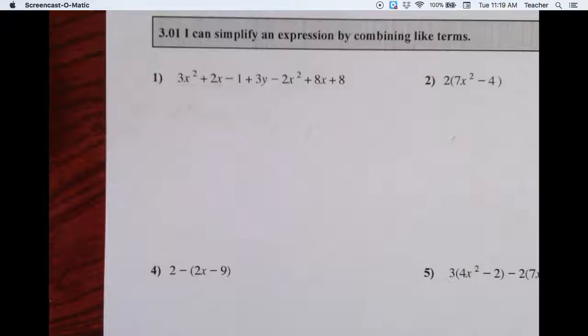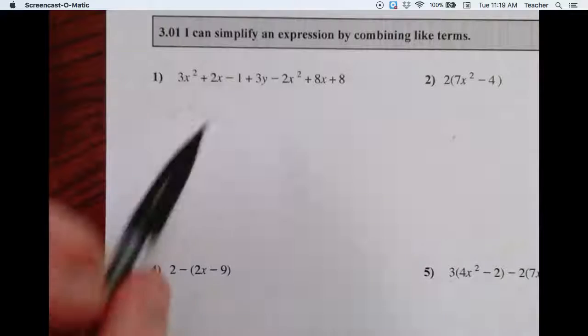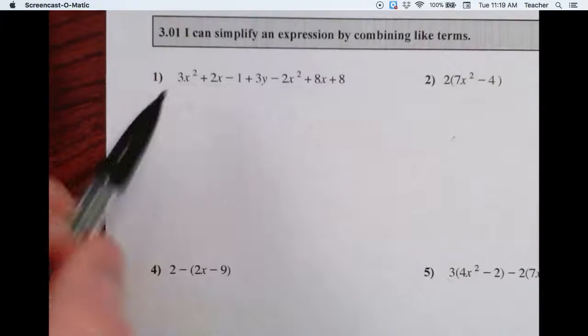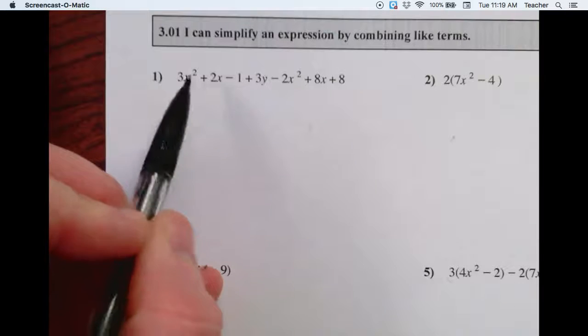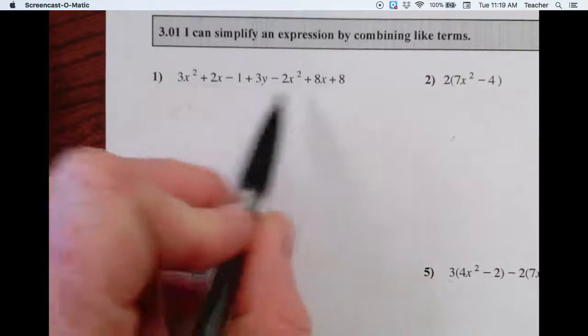I can simplify an expression by combining like terms. So combining like terms, what we need to do is find like terms, which are terms that have the same variable to the same power. So let's go through and find the like terms.